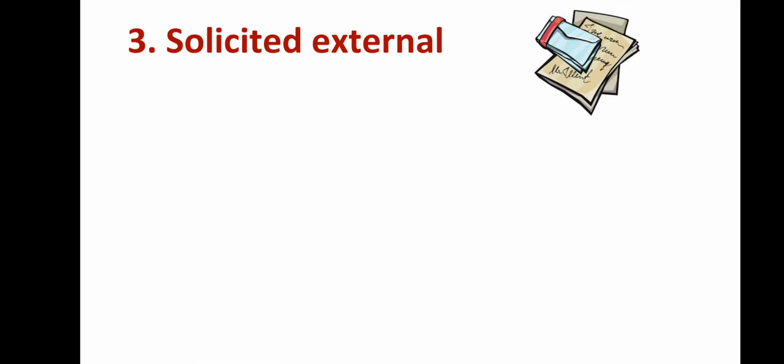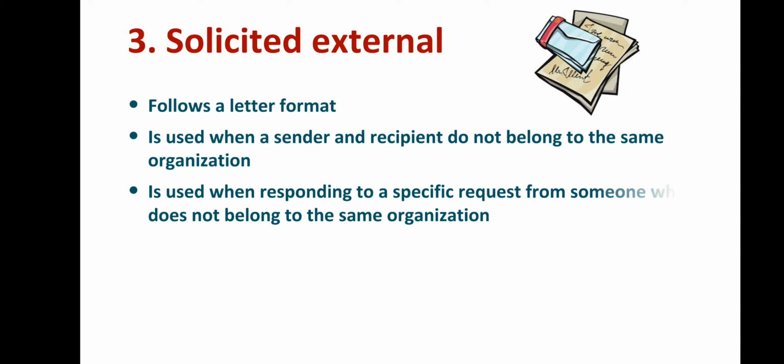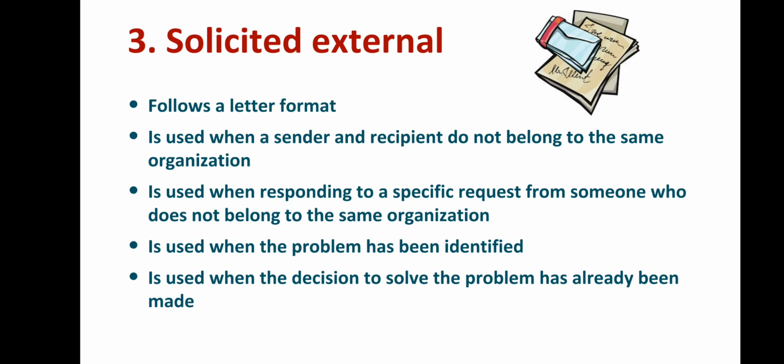Let us proceed with the third one, solicited external. Okay, what is a solicited external? First, it follows a letter format. If previously in the internal, we follow the memo format, this one, we follow the letter format. It is used when the sender and the recipient do not belong to the same organization. That's why you have to write it in a letter format. It is used when responding to a specific request from someone who does not belong to the same organization. Is used when the problem has been identified, and is used when the decision to solve the problem has already been made.